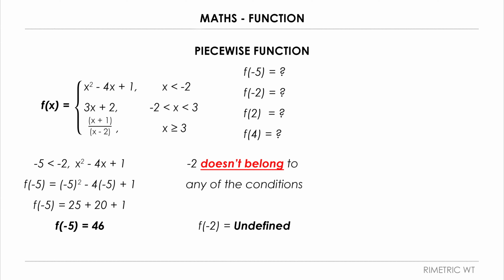Notice that a piecewise function may exclude certain values of x. Whenever a value is not included in any of the conditions, the function is undefined at that value. The third one is f of 2.